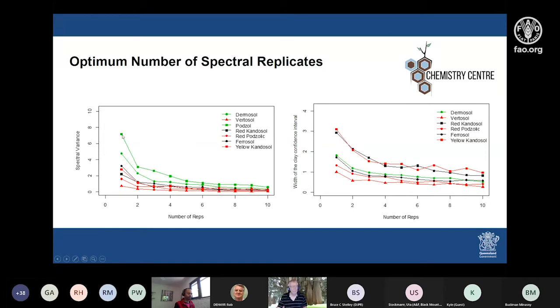The worst ones were the sandier soils, which are the green lines. And this soil relationship is also reflected in the width of the confidence interval for the prediction of clay. You can see after about four reps, the confidence interval sort of settles down.